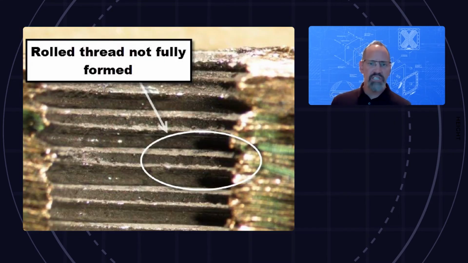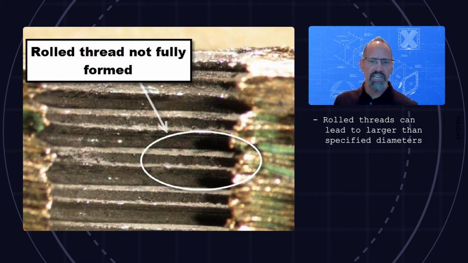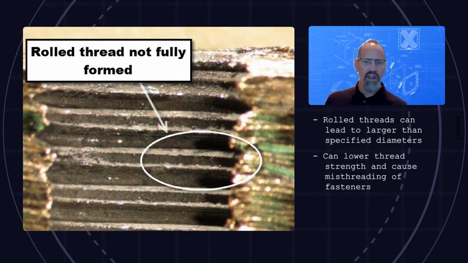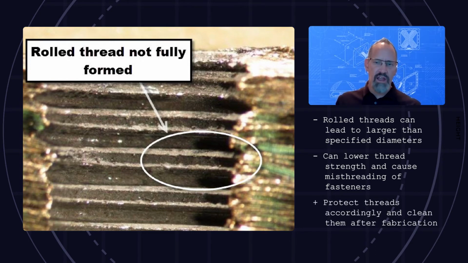The final image is an example of a rolled thread that has been improperly formed. Partially formed rolled threads can lead to a larger than specified minor diameter, lower thread strength, and could lead to misthreading the fastener. To avoid these common mistakes in the future, make sure to protect threads accordingly and clean them after completion of each job. And solutions to avoid cross-threading and not fully formed threads should be taken into account.